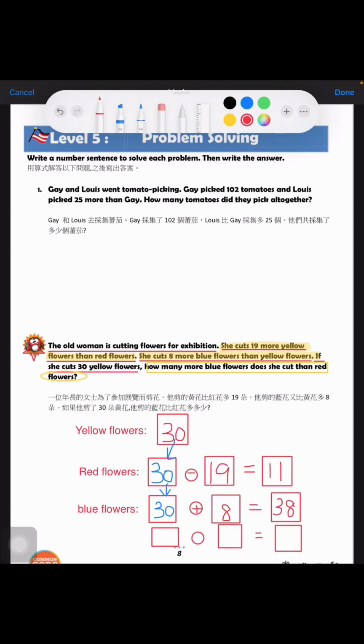But we're not yet finished. The question is, how many more blue flowers does she cut than red flowers? She cuts 38 blue flowers and 11 red flowers. So we'll subtract 11 from 38, which equals 27. So she cuts 27 more blue flowers than the red ones.